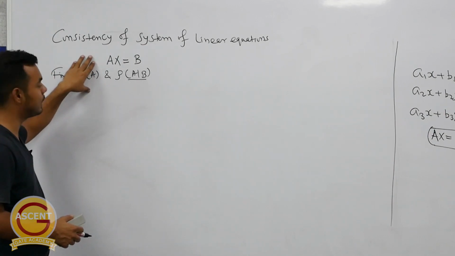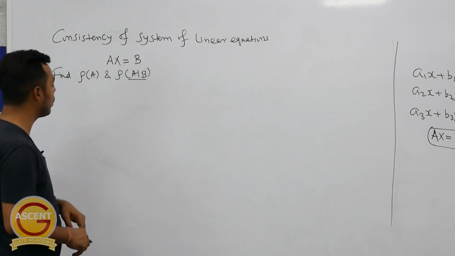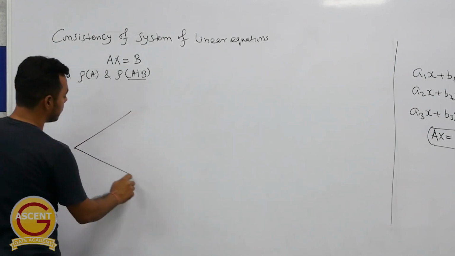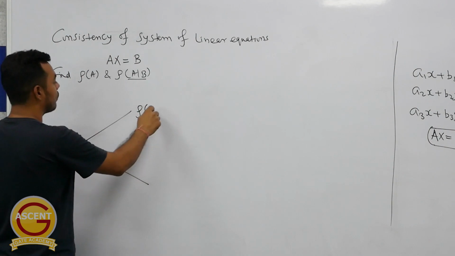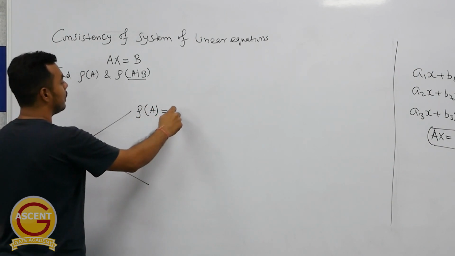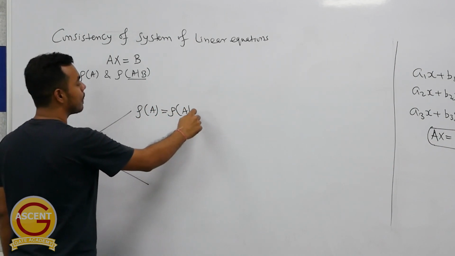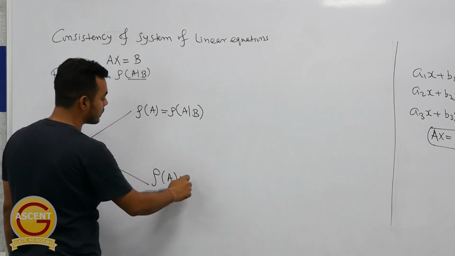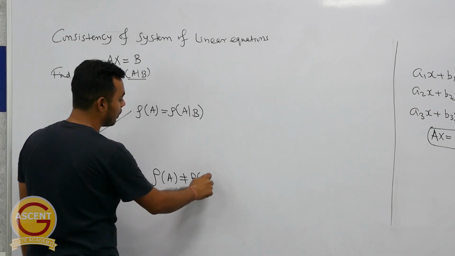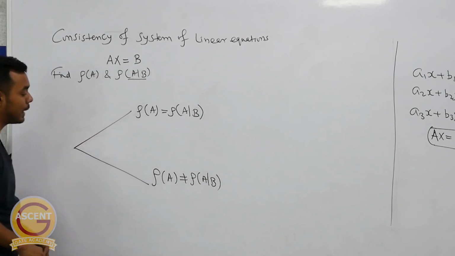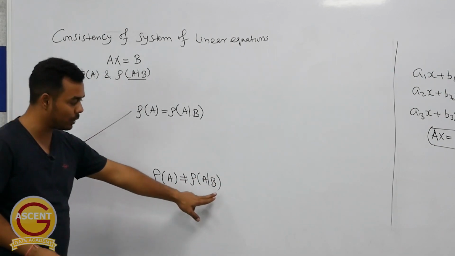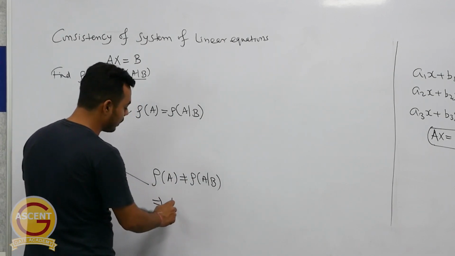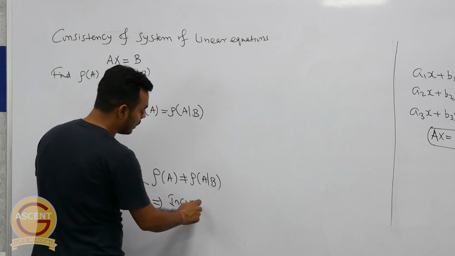Calculate the rank of the coefficient matrix and also find the rank of the augmented matrix. Now there are two possibilities. The first possibility is that the rank of the coefficient matrix is equal to the rank of the augmented matrix. And the second possibility is that the rank of the coefficient matrix is not equal to the rank of the augmented matrix. So if the rank of the coefficient matrix is not equal to the rank of the augmented matrix, then in that case the system of linear equations will be inconsistent.